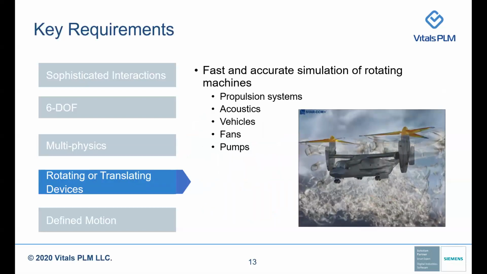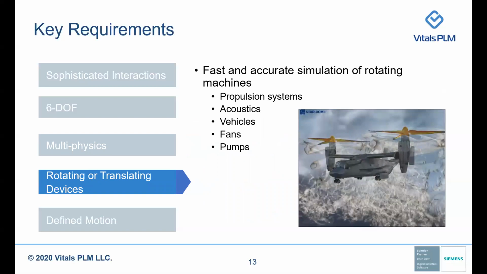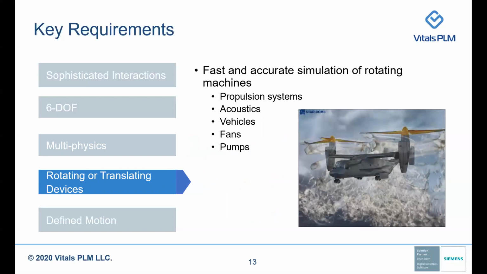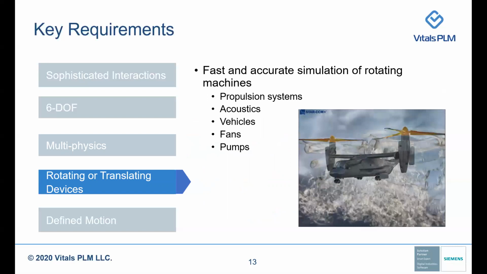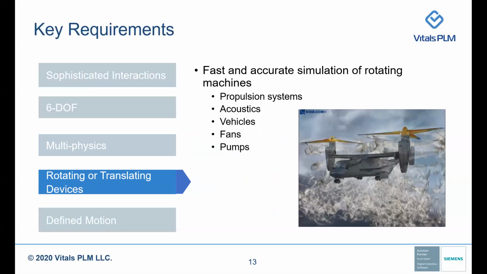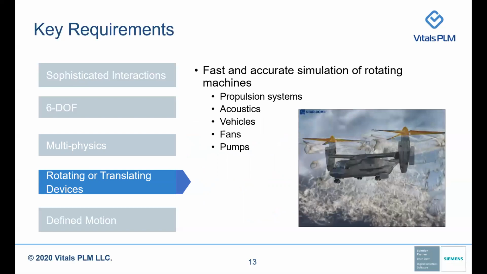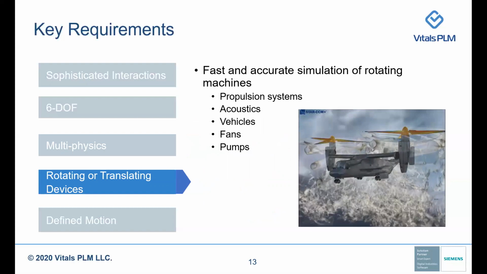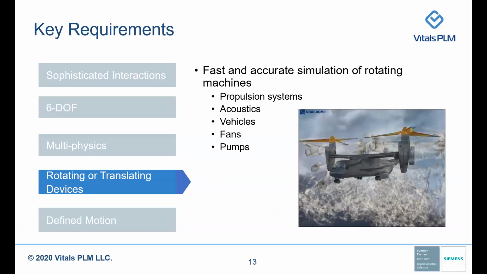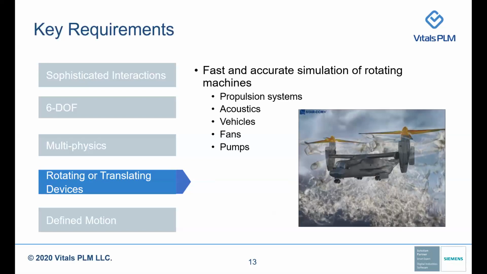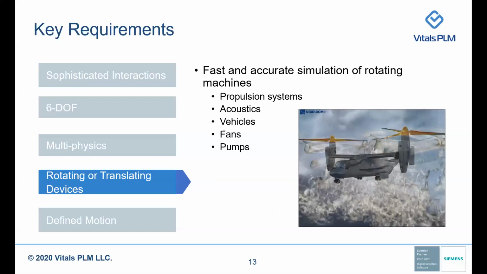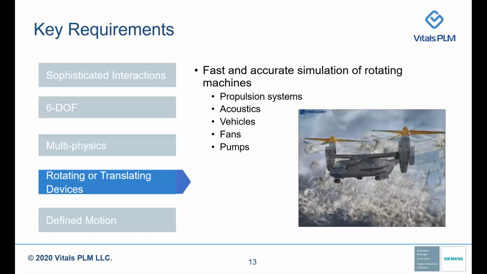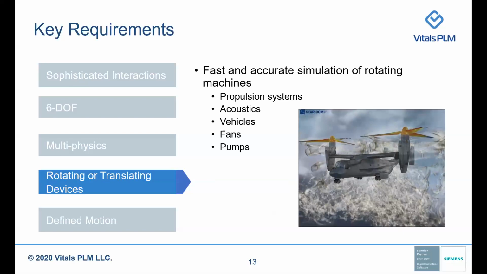Another key requirement is the prediction of the mechanical performance of rotating machinery, which highly depends on how accurately the motion is modeled. Examples are systems like fans and pumps and propulsion systems, where mechanical performance is highly dependent on how accurately you model the motion, be it a rotating motion or any other complex motion. Also the aeroacoustic performance of the tilt rotor aircraft, which we see here in this animation, highly depends on how accurately the rotating motion of these propellers is modeled.